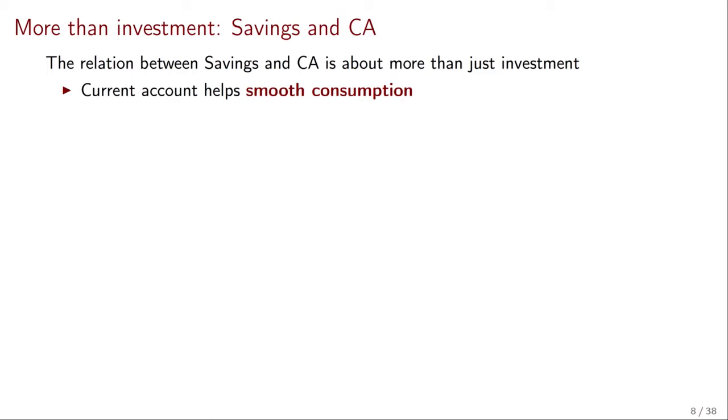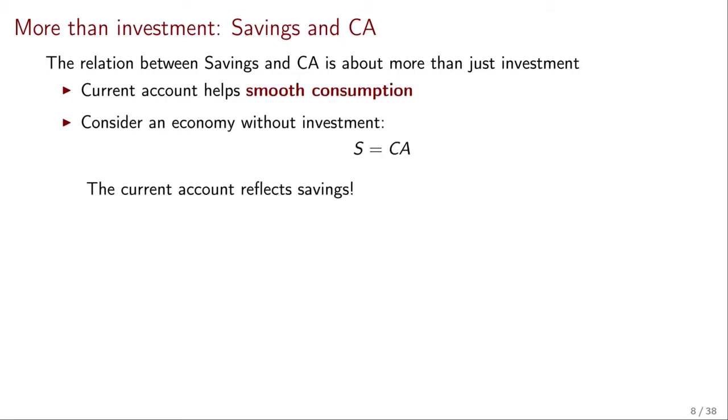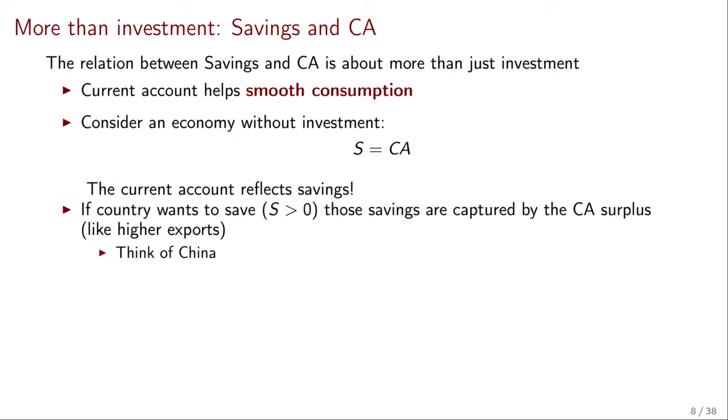Savings and the current account is actually about smoothing consumption. Let's see that. In an economy without investment, we know that savings are exactly equal to the current account. And so what this is saying is the following. If the country wants to save, those savings are captured by the current account surplus. So if a country wants to save, it's basically producing more goods than it wants to consume. It can save by exporting those goods. Think of China, a country with a large current account surplus and also with large excess savings.